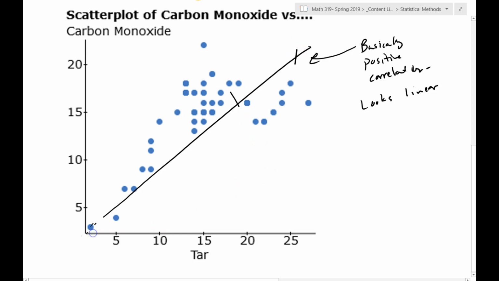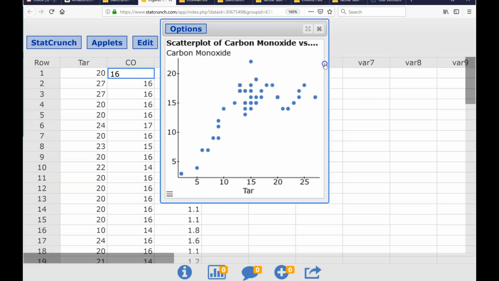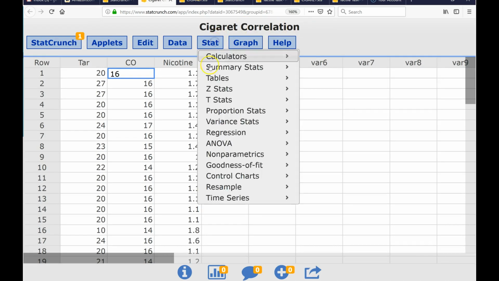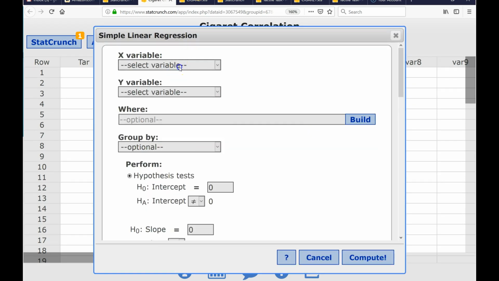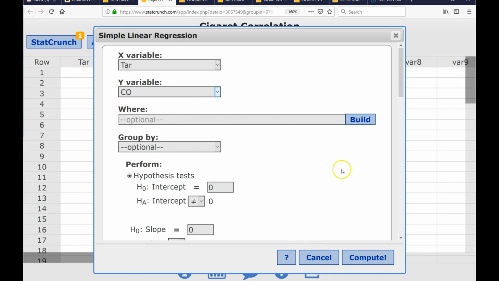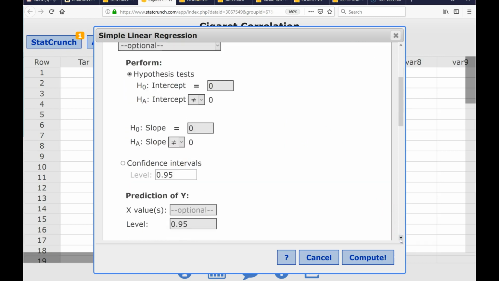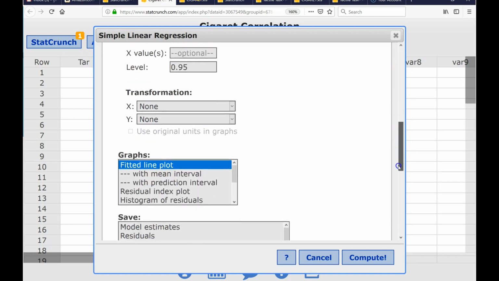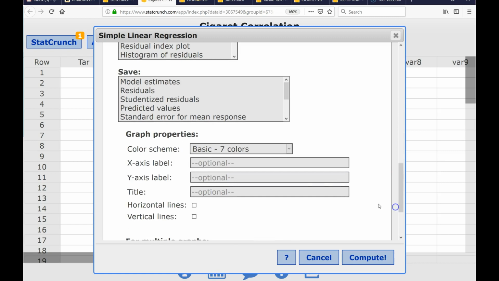All right, cool. So we start with the scatter plot. The scatter plot gives us some information about this relationship. Now, next up, I'm going to say, okay, well, a graph ain't enough. What I need to do is really get some statistics here. So I'm going to go into regression, and click on simple linear regression. I've got my x variable, tar, my y variable, carbon monoxide. For the purposes of this class, we're not going to look at the hypothesis tests. Instead, we've got the fitted line plot.